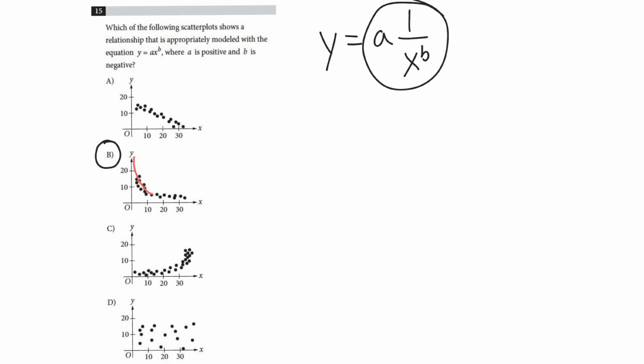So it looks like that. A looks like it's decreasing, but it's linear. C seems to be increasing, and there's no correlation in D.